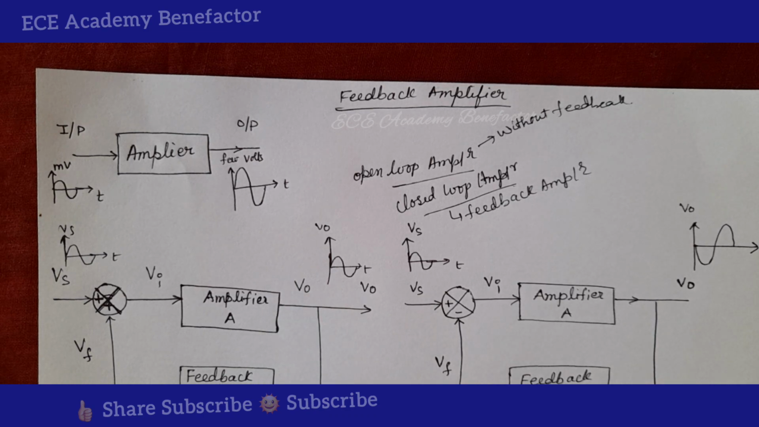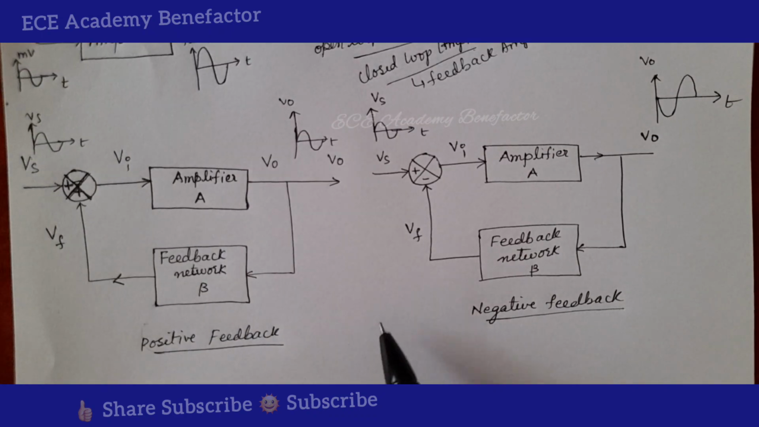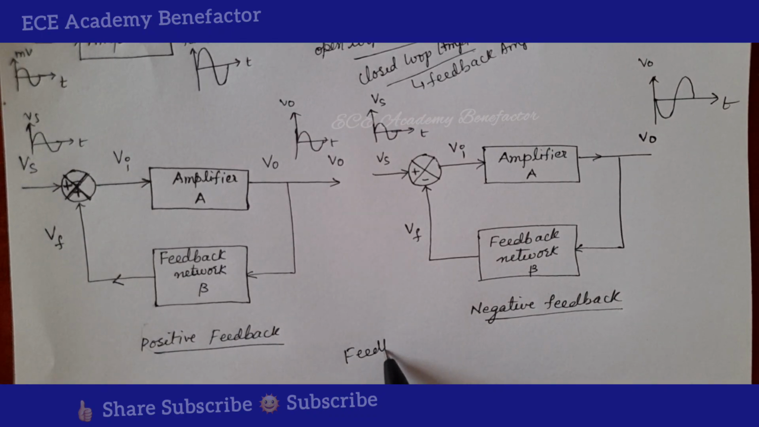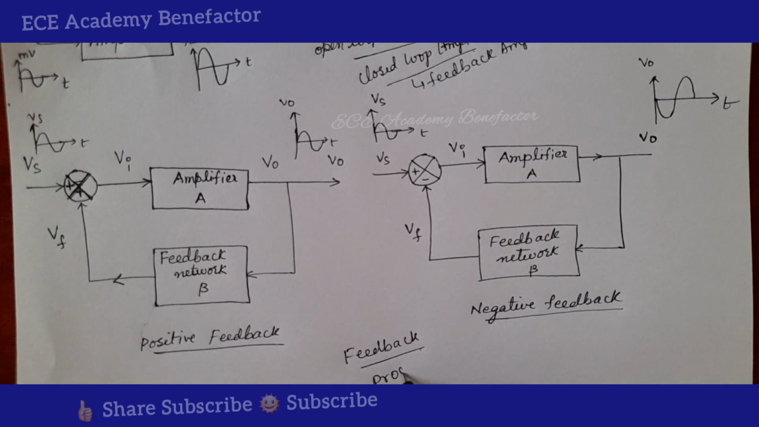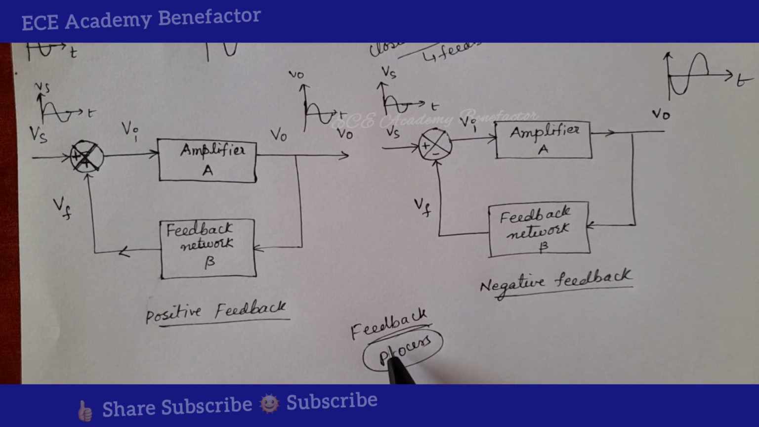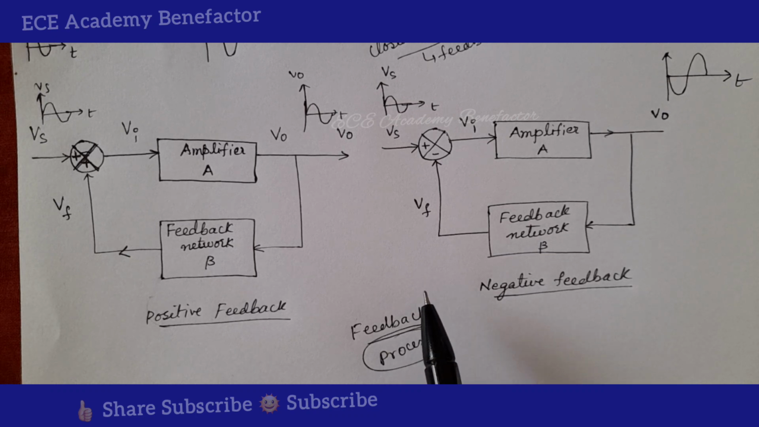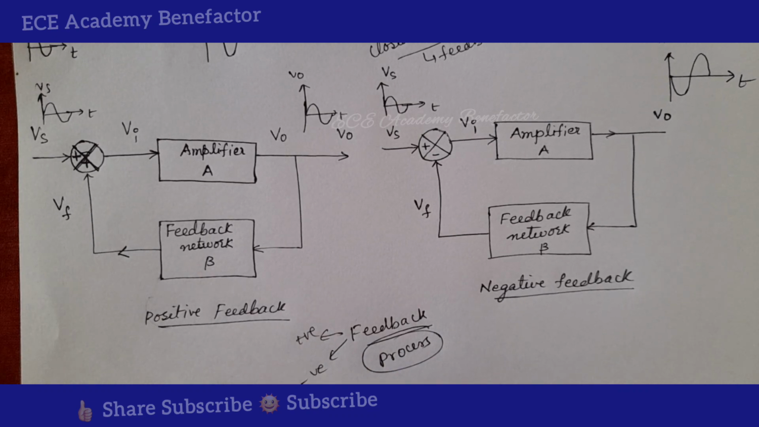So by this we come to one more concept, feedback. What is feedback? Feedback is a process. When a part of the output is fed back to the input, it is known as feedback. So what type of feedback can we connect to this amplifier? We can have two types of feedback: one is positive feedback and the other is negative feedback. So how can we classify them?